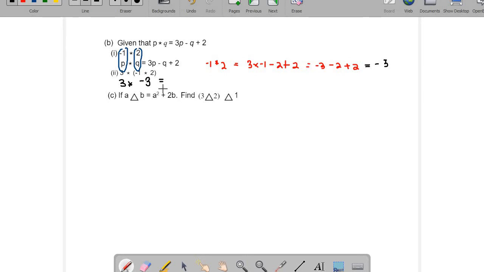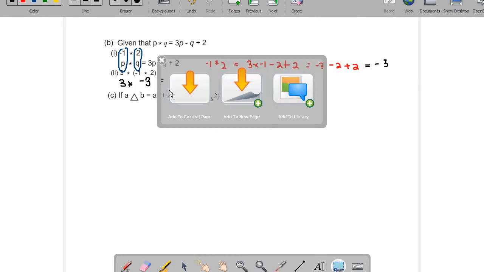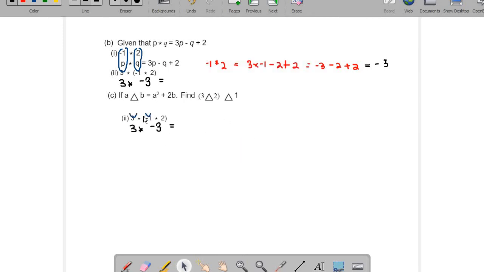Okay, so what I'm going to do, I am going to write, going to have to snip out this question. Now I'm going to figure out which variable belongs to what value. The easiest way to do that is to just line up your symbols and see which variable matches what value. So p is 3 and q would be -3.